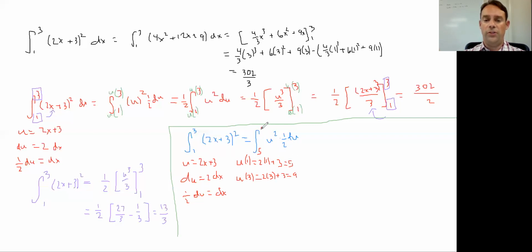If we wanted to, we could just evaluate them from the get-go. And by doing that, we end up with something that looks kind of like this. So we have our 1/2. We have our 5. We have our 9. u squared du. So we have u cubed over 3 times 9/5.